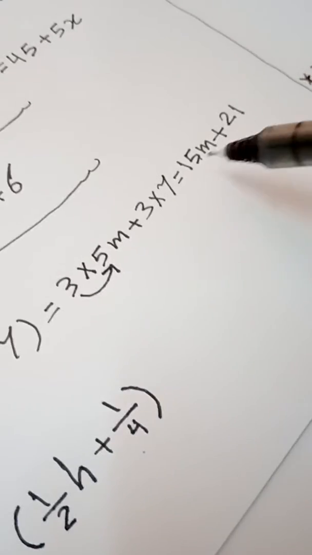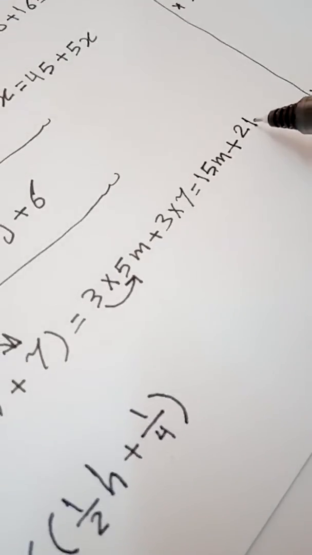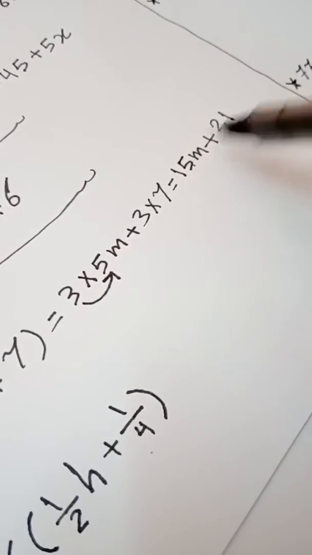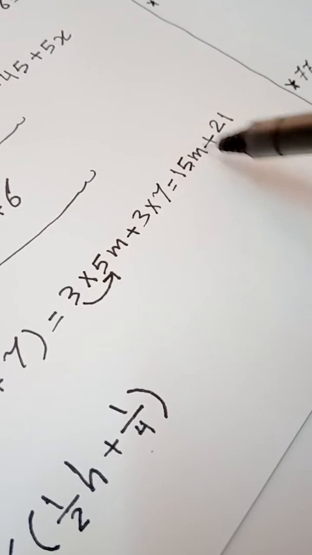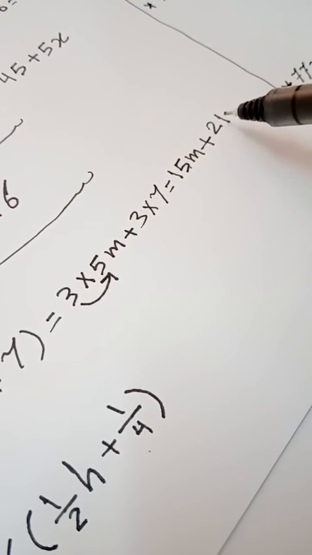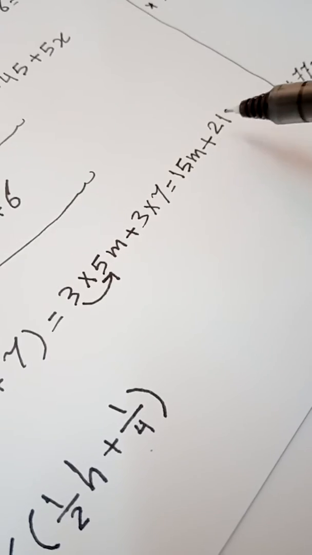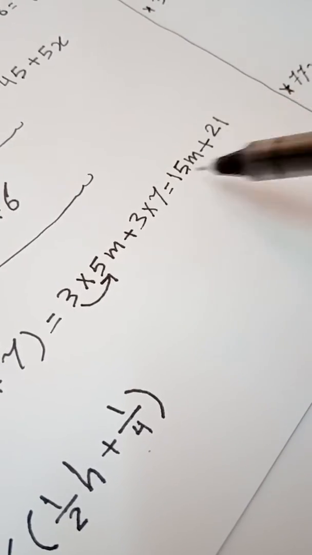I cannot add 15m plus 21. Why? Because these are different terms. Here includes m, here just a number. I cannot add the two terms here. So this is the last answer.